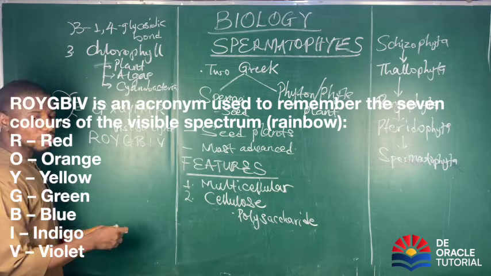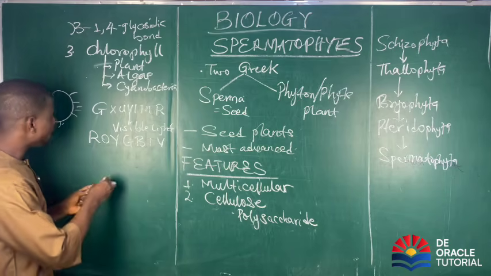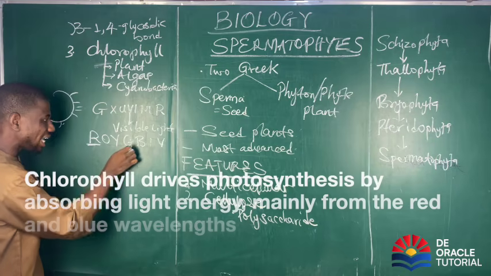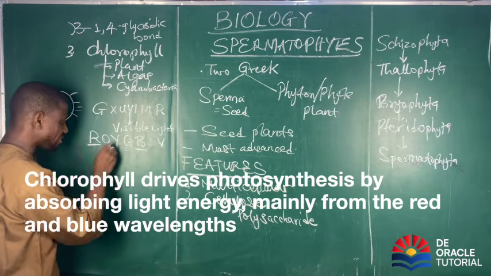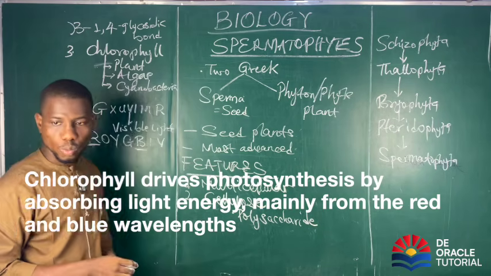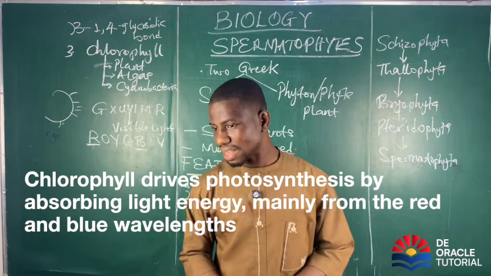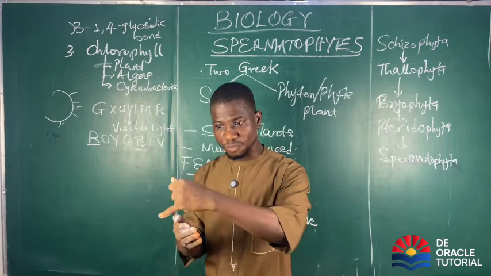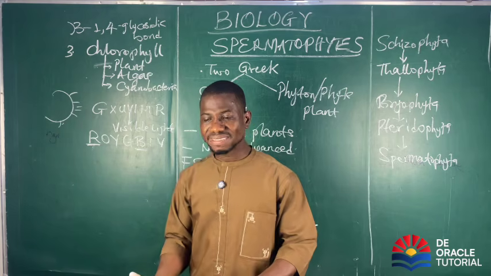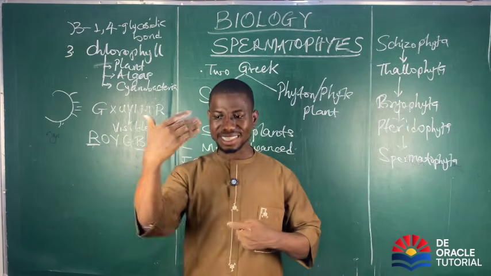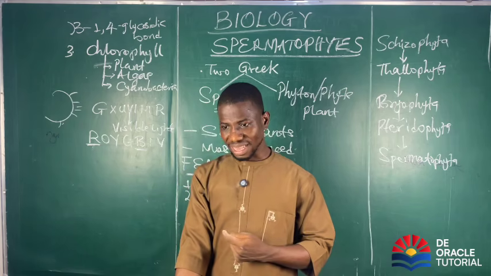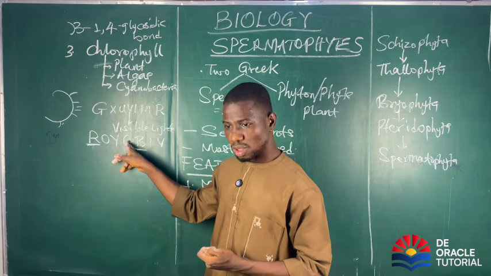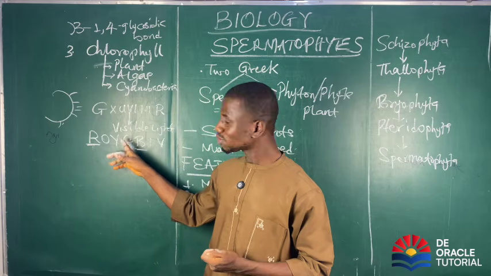Now the chlorophyll absorbs the light energy, usually the red and the blue wavelengths. Is that clear? At the end of the day, it is the one that makes the leaves of plants appear green. It absorbs this light and reflects green. So the green color of leaves is due to the reflection of the green light. It does not absorb the green light.